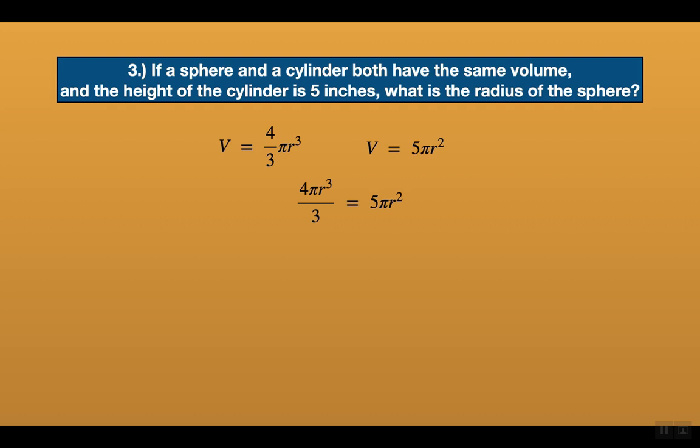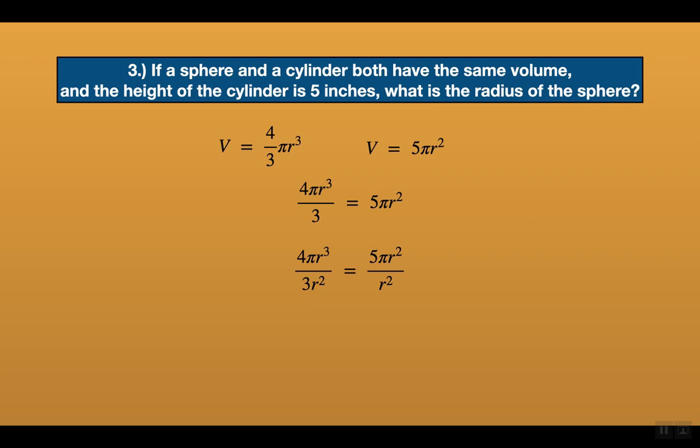Now in this equation, I want you to realize that on both sides of the equation we have the variable r. On the left hand side it says r to the third power. On the right hand side it says r to the second power. So what I'm going to do is eliminate the r's so that we only have one r in our equation. We can do that by dividing both sides of the equation by r to the second power.